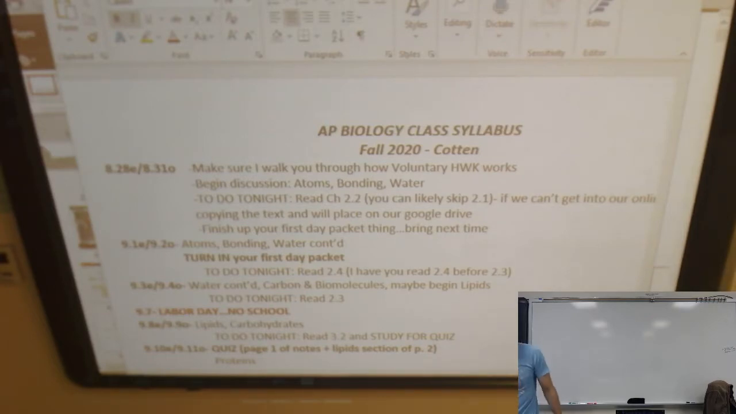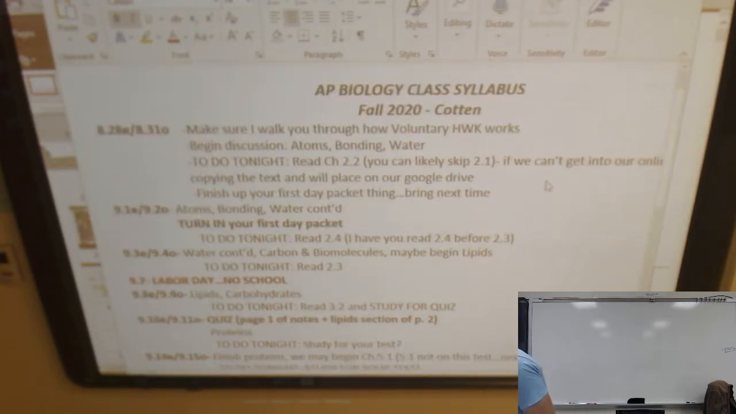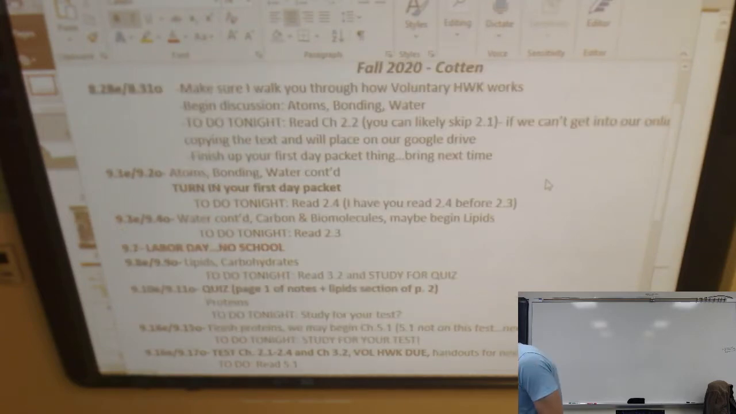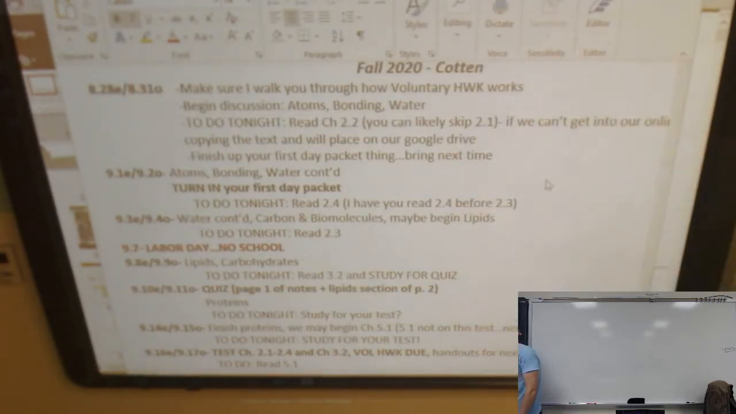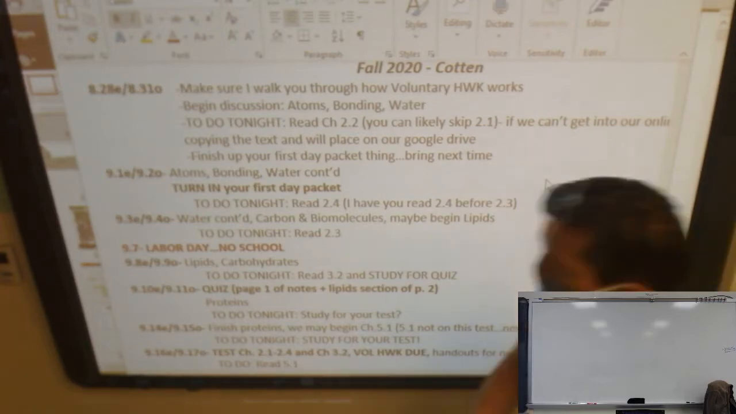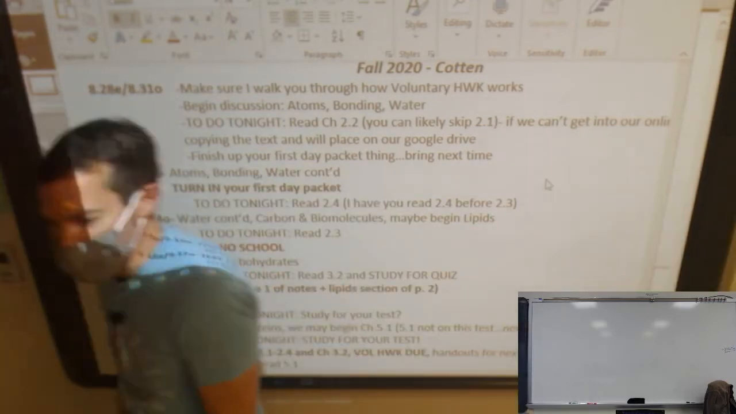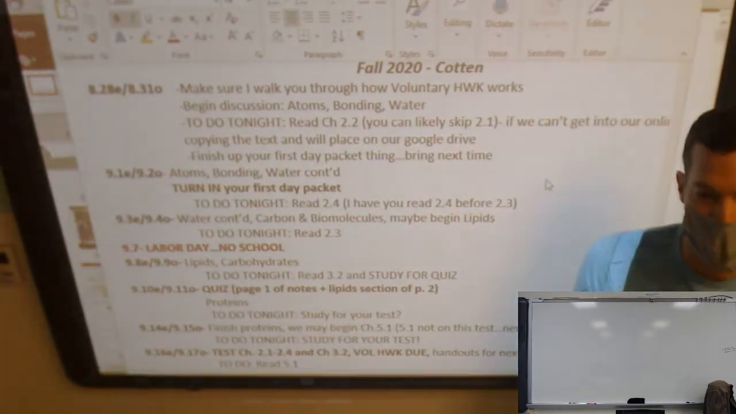Essentially you can always look ahead, and you're welcome to take a picture of this if you want. If you wanted this file, where's it going to be? Yeah, on the Google Drive. So how do I get to the Google Drive? I need to just go ahead and post it up here or something, but it's on that first page of your first day packet.